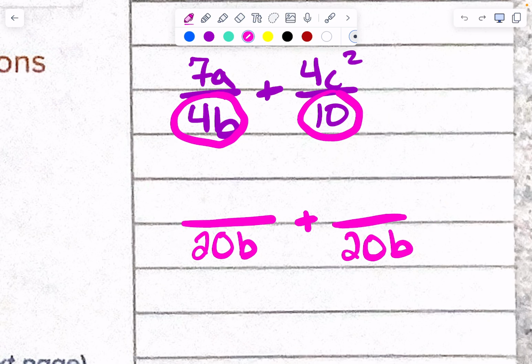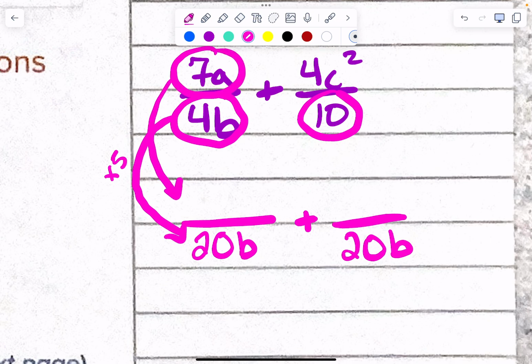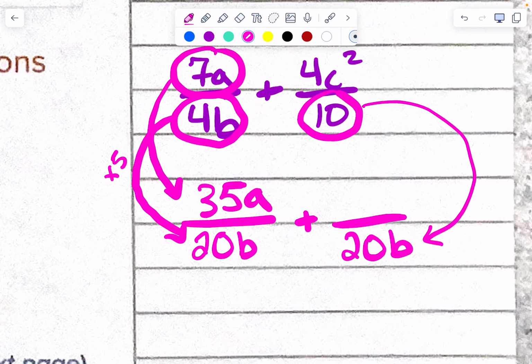Okay, so here's what we're going to do next. What do you have to take times 4b to get 20b? I'm going to put times 5. If I have to multiply by 5, what would 7a then become on the top? 35a. Do you see how that works? I'm only multiplying by 5, right? To get from 4b to 20b, I multiply by 5. 7a times 5 is 35a. Do you see that?